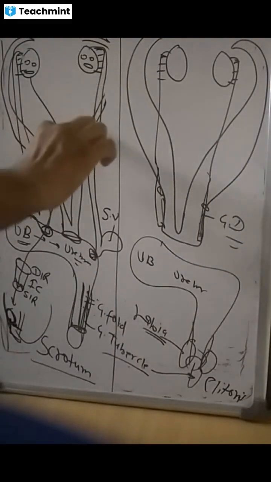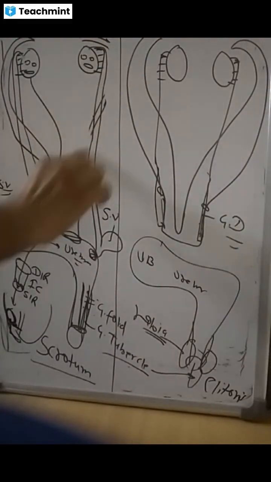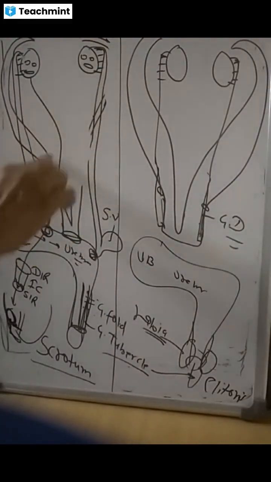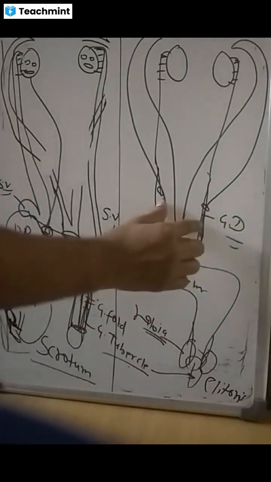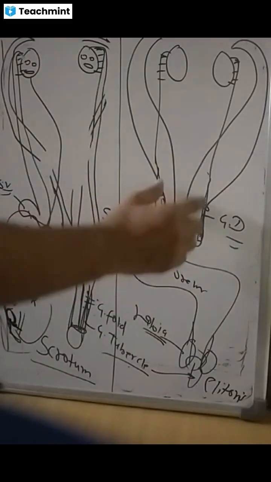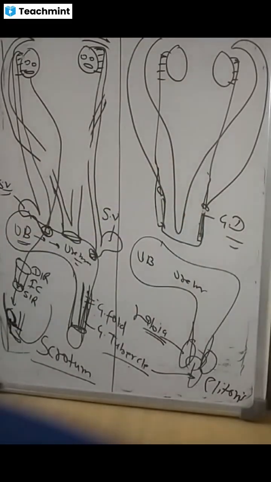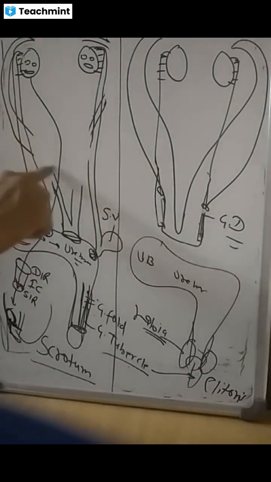Hello, sir. Sir, Gartner's duct is found in the male reproductive tract, no? Which duct? Gartner's duct. Male. Gartner's duct is present. Yes, sir. Gartner's duct is a remnant of the mesonephric duct and it is present in the female, not in male.